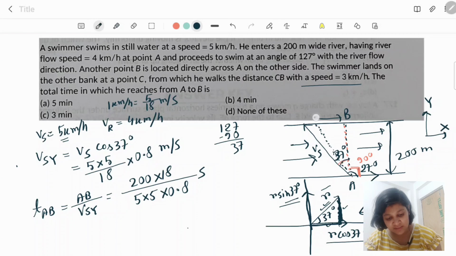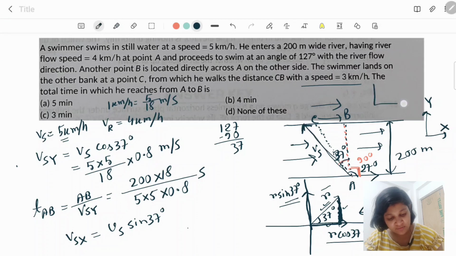Now to find out the distance from C to B, we have to find out the resultant velocity along the x-axis. The velocity of the swimmer along the x-axis is going to be the sine component of the velocity, so sine 37 degrees, and the swimmer is swimming across in this direction.